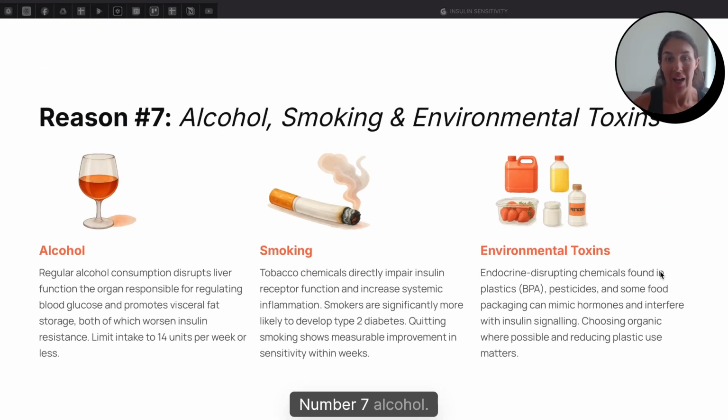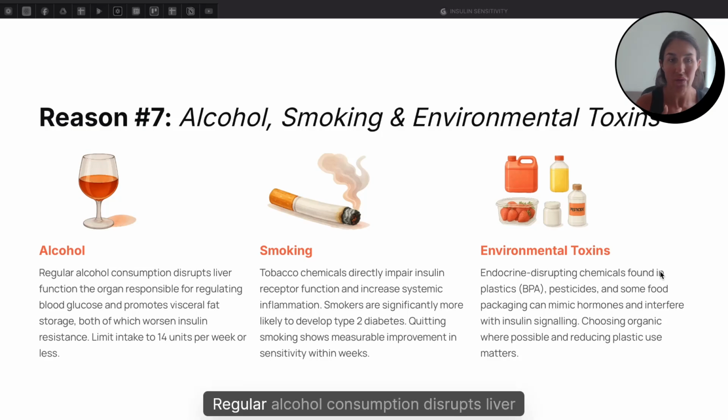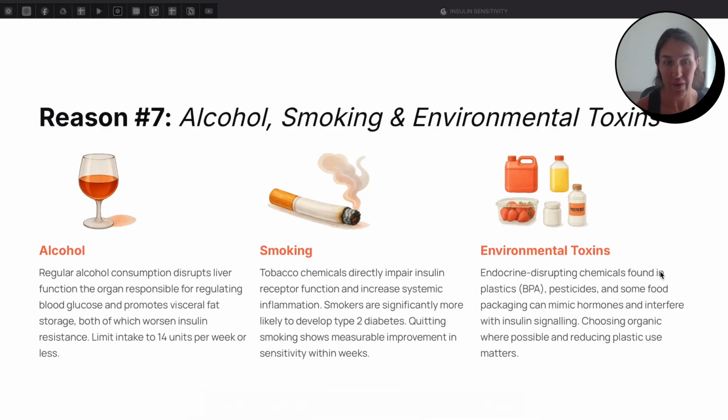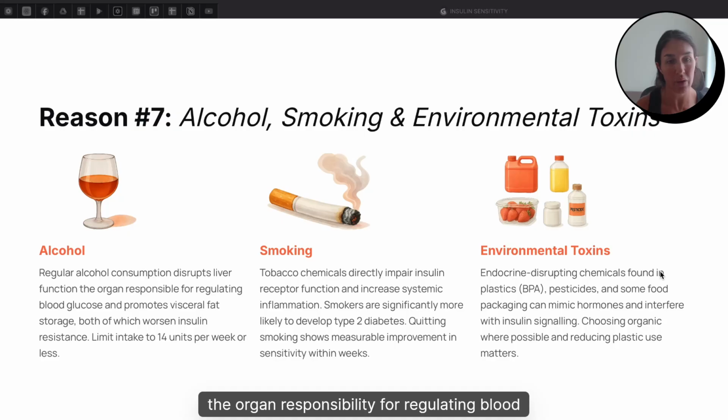Number 7, alcohol, smoking and environmental toxins. Alcohol. Regular alcohol consumption disrupts liver function, the organ responsible for regulating blood glucose, and promotes visceral fat storage, both of which worsen insulin resistance.